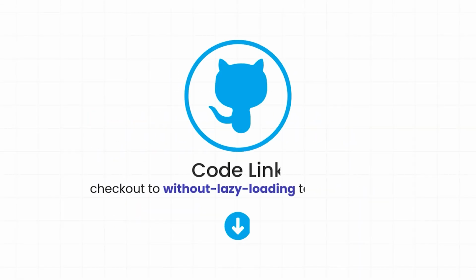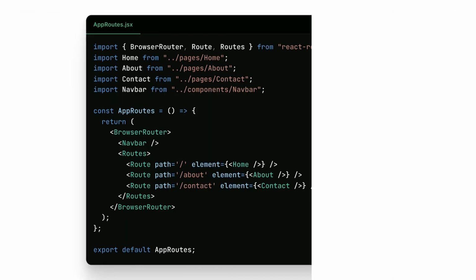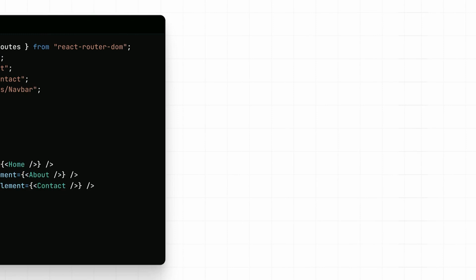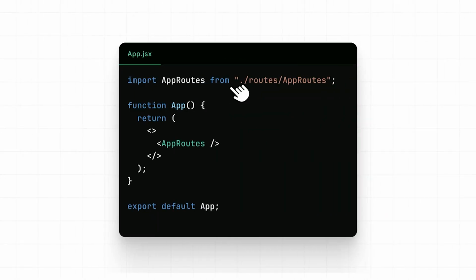If you want to follow along, please check out the repo in the descriptions and check out the without lazy loading branch. Here we have our app routes component. As you can see, we have the route set up using React Router DOM. Inside the browser router, we have a nav bar and the routes. We have imported this app routes inside our app component.